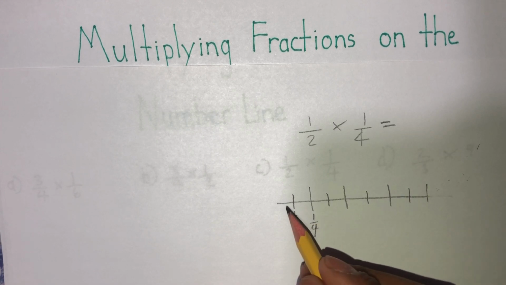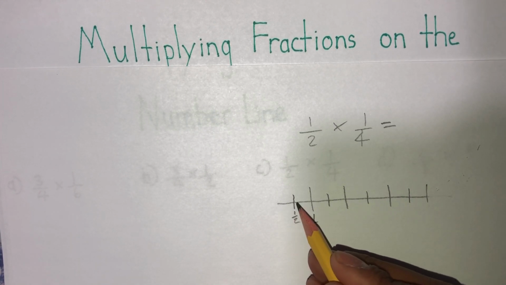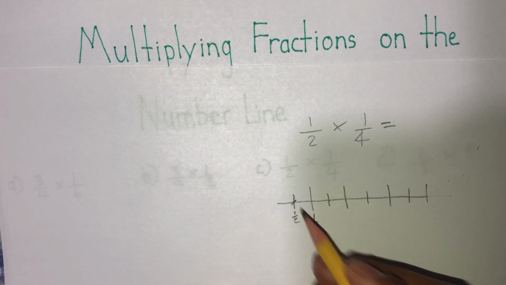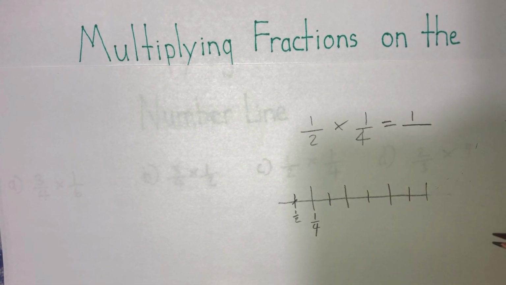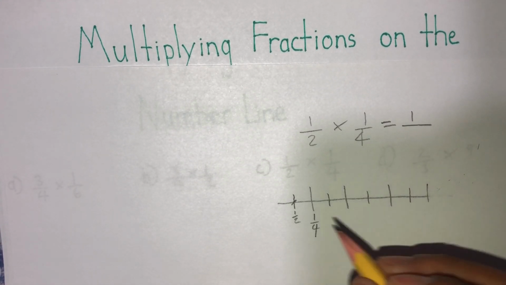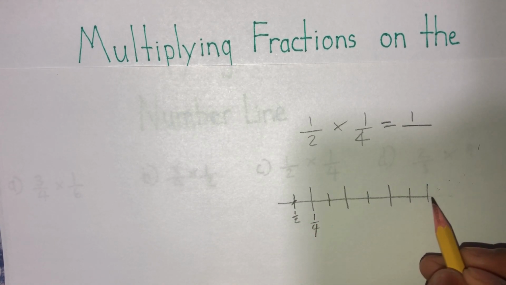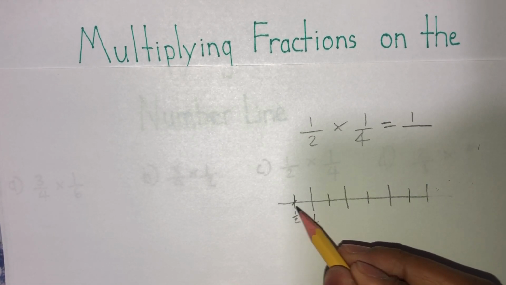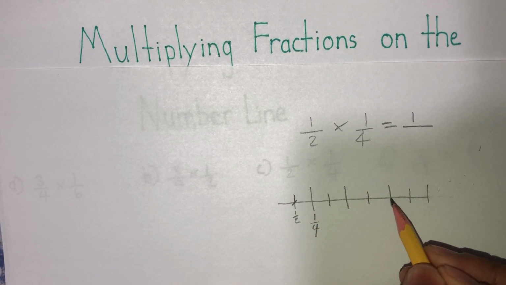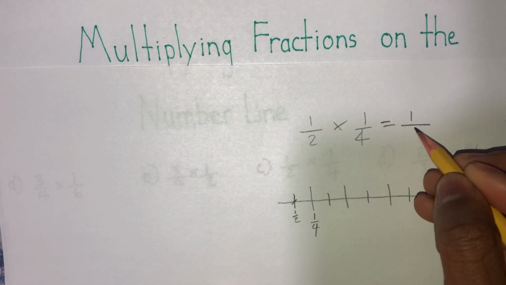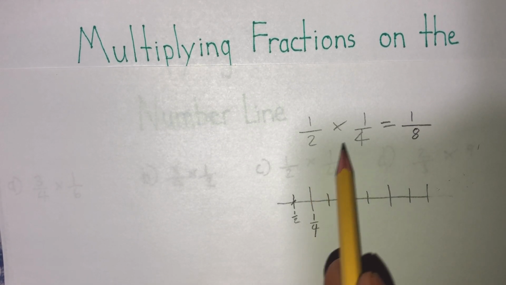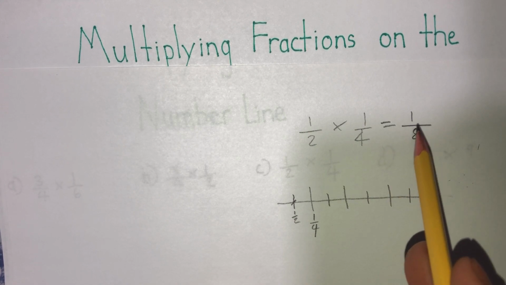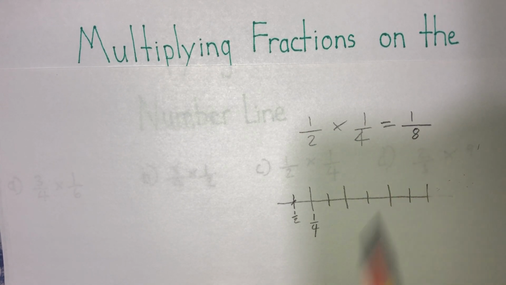Now, we are going to start from 0 and count to where we marked the half. So 0, 1. Next, we're going to count all of the strokes, starting at 0. So 0, 1, 2, 3, 4, 5, 6, 7, 8. Hence, we have proved by using our number line that a half times a quarter is equal to 1/8.